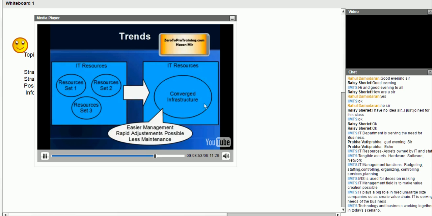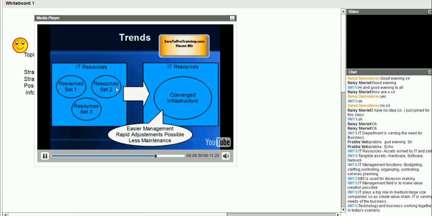So what's happening is these silos are reducing with the passage of time, and IT departments are moving towards converged infrastructure. So you will see less of different departments using separate servers, and you will see more of all the computers connected together working as one big giant machine and serving the needs of different departments. And that is what the term converged infrastructure refers to, and this results in easier management, rapid adjustments are possible, and also easier maintenance, as opposed to 10 computers working separately. That is very difficult to maintain as compared to 10 computers connected together and working as one big giant machine.